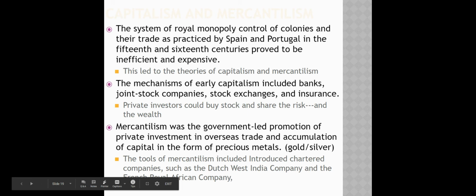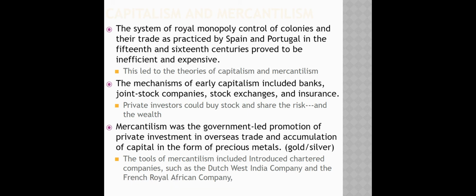And finally, we're talking about capitalism and mercantilism. This is a system of royal monopoly control of colonies and their trade as practiced by Spain and Portugal in the 15th and 16th centuries. What we'll see happening are the rise of these institutions, capitalism and mercantilism. The mechanics of early capitalism included banks, joint stock companies, stock exchanges, and insurance. Mercantilism was a government-led promotion of private investment in overseas trade and accumulation of capital in the form of precious metals, usually gold and silver.